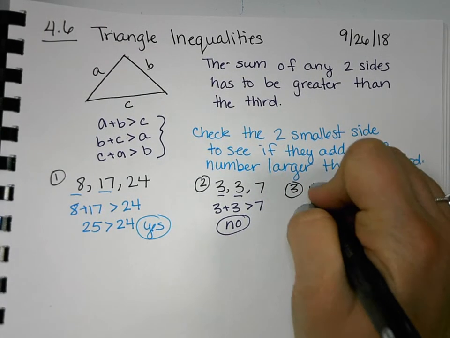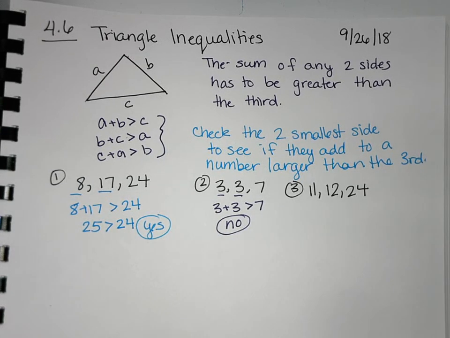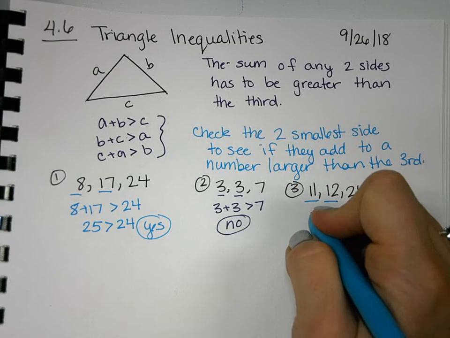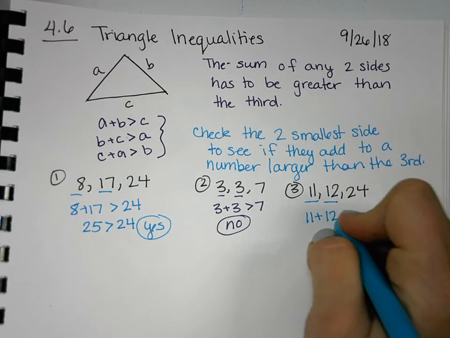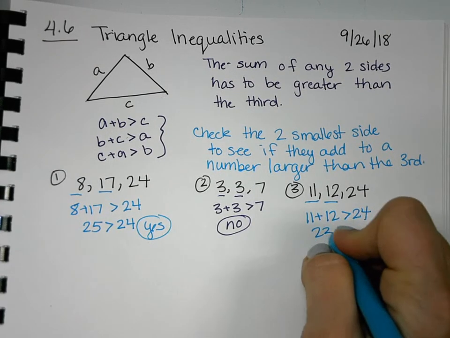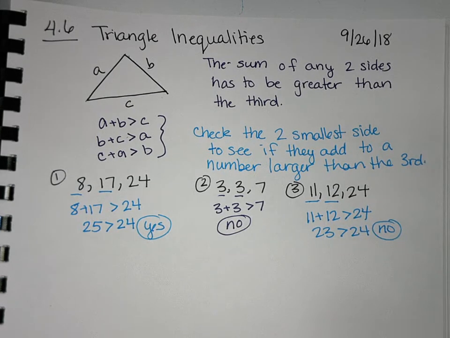And let's see, next one, 11, 12, and 24. So here again, we're going to find the smallest two sides, 11 and 12. 11 plus 12, is that bigger than 24? So here we'll get 23, is that bigger than 24? No, so this is also not.